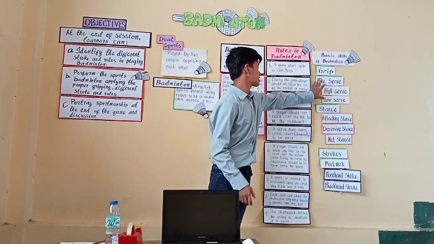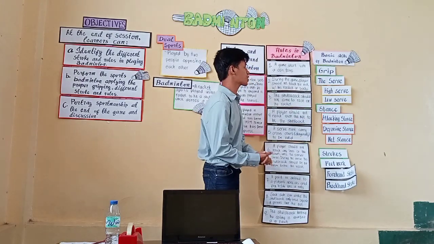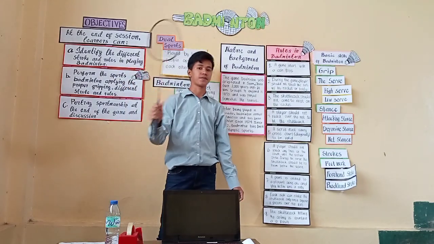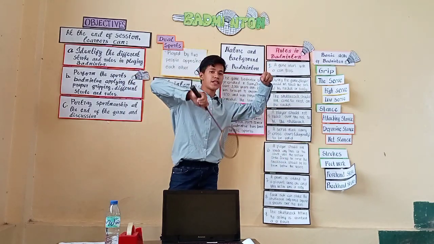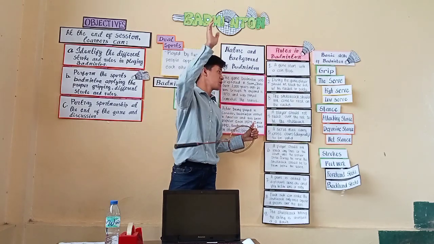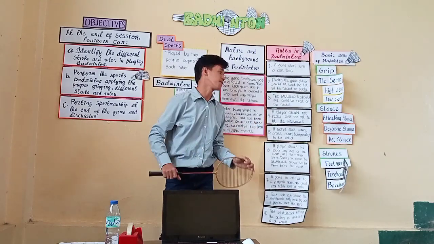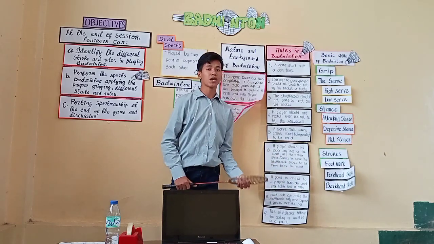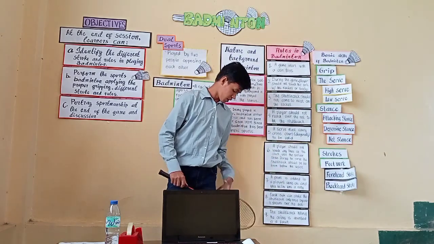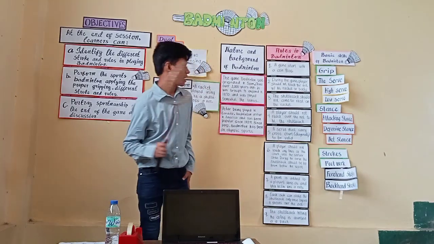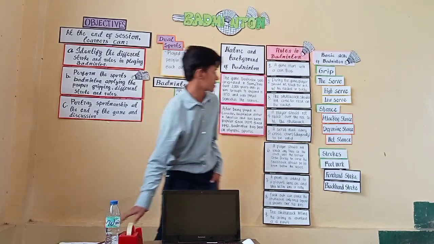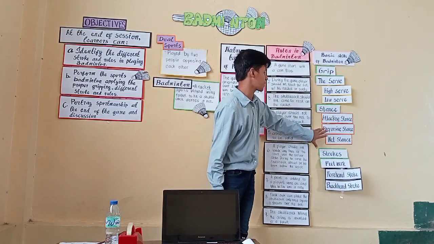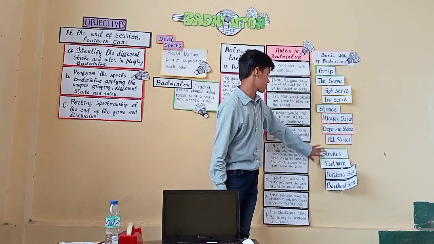This is the serve. We have two kinds of serve: high serve and low serve. For a high serve, like this, the shuttlecock will be at the highest level. For a low serve, the shuttlecock will be low, at the waist. Okay, next is stance. We have three: attacking stance, defensive stance, and mid stance.